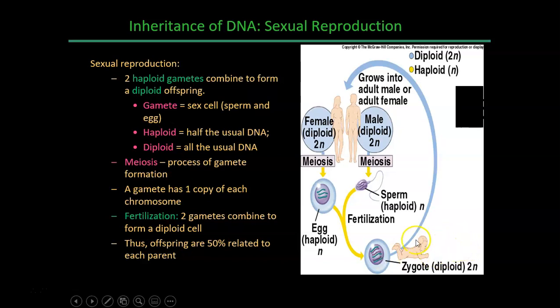Okay. All right, so the baby forms, the zygote forms, eventually grows into a baby, matures into an adult, and then the adult starts making sex cells, gametes, sperm or egg, depending on its sex. And then those come together to form a new zygote if those individuals choose to reproduce. All right, so the result of this is that offspring are 50% related to each parent. That means you get half of your DNA, half of your chromosomes from your mom, and the other half from your dad.